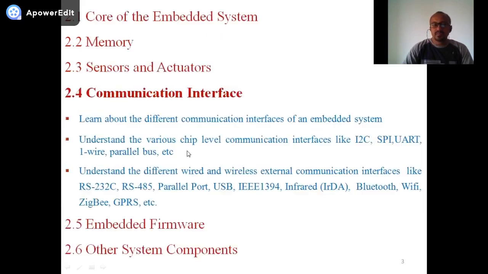for communication purposes. So, in the communication interface we have two types. One is on chip or on board, and another one is the off board or external interface. There are a set of different protocols we are studying in this section. For on chip or on board, chip level communication interfaces, we have I2C, SPI, UART, one wire, etc.